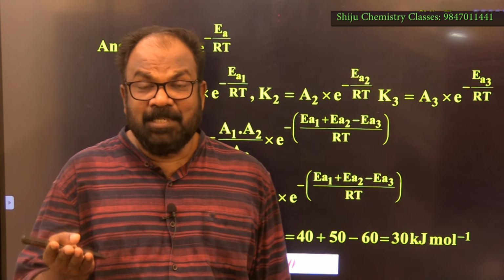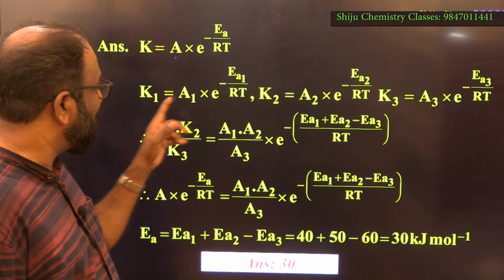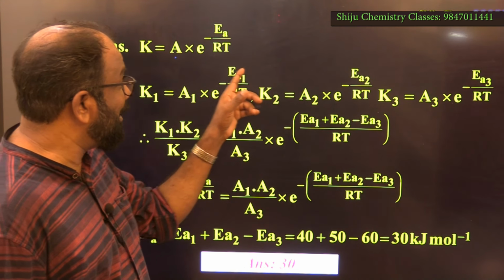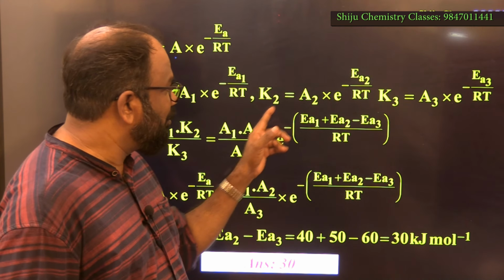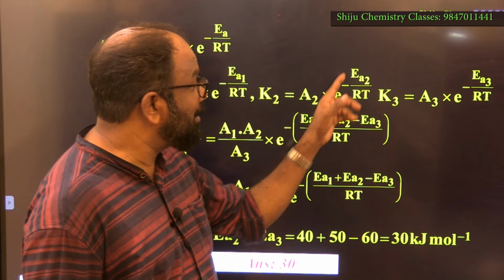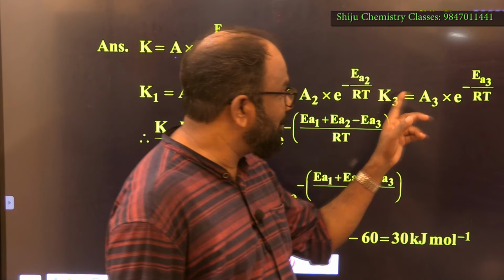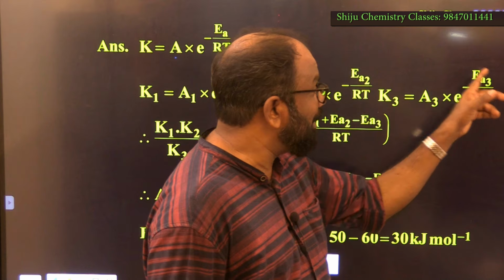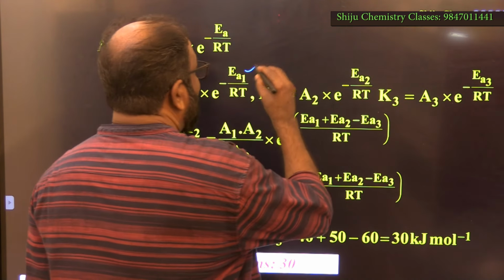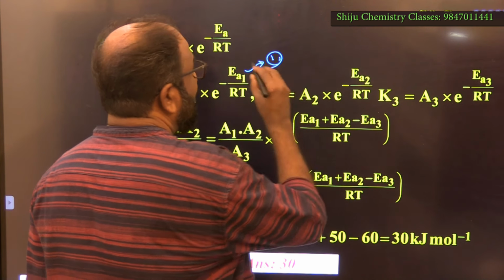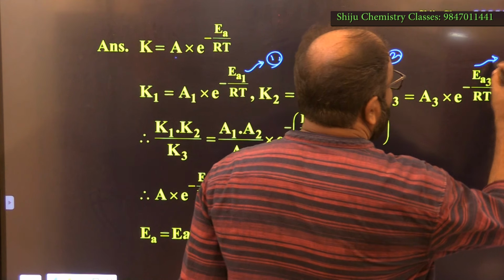Therefore, for the first step, the rate constant K1 can be expressed as K1 is equal to A1 into e raised to minus Ea1 divided by RT. For the second step, K2 is equal to A2 into e raised to minus Ea2 divided by RT. And for the third step, K3 is equal to A3 into e raised to minus Ea3 divided by RT. We can label these as equation number 1, 2 and 3.